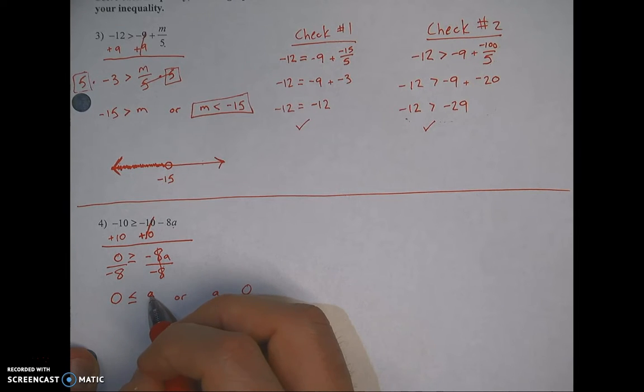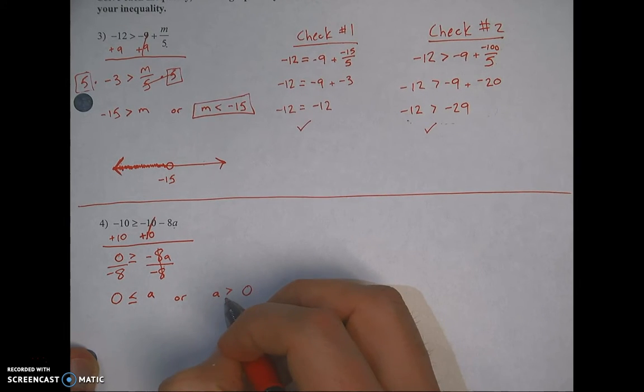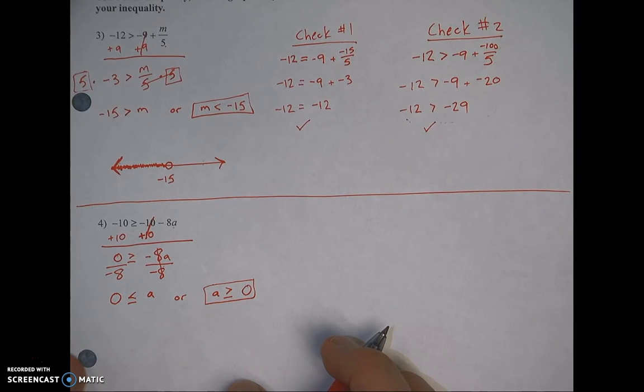It's open towards the A. So for these two to say the same thing, it still needs to be open towards the A. This is the answer that I like. A is greater than 0.